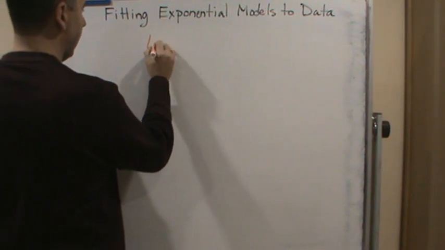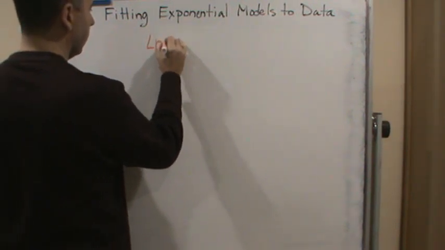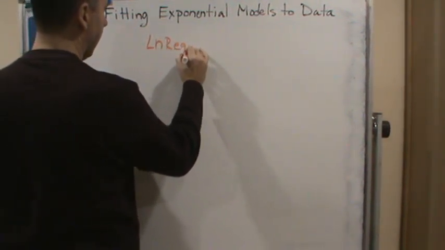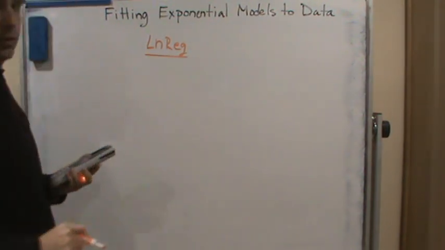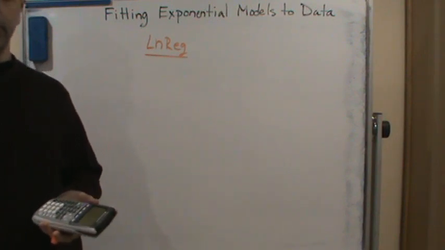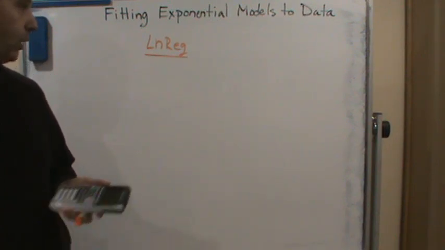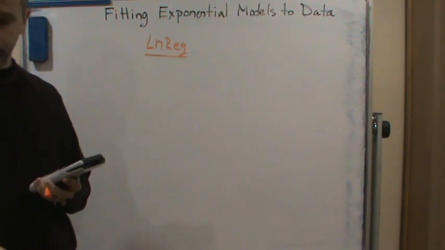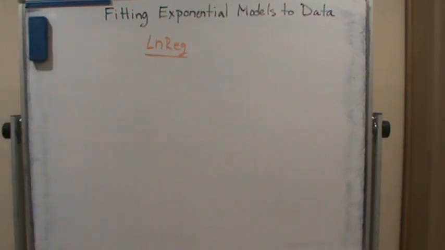This is what we're going to use: the ln reg on our calculator. We're going to use the natural logarithm regression function on our calculator. So I'm going to show you the data, and I stuck it in my calculator already.